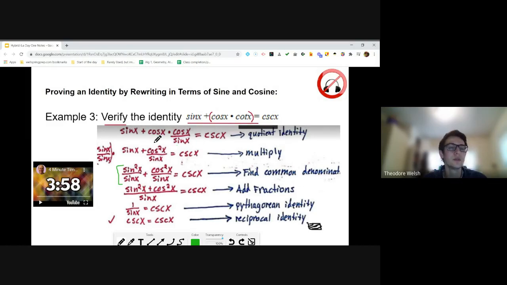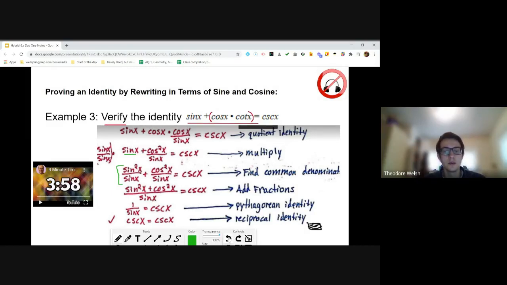My next step was getting these two terms into one fraction. So what I did was I multiplied sine by sine over sine so that we have a common denominator. So sine times sine is sine squared over sine. Sine times 1 is just sine. From there, I added my fractions together. So since I have a common denominator of sine, I can add sine squared and cosine squared. So I'm just combining those fractions together up top.